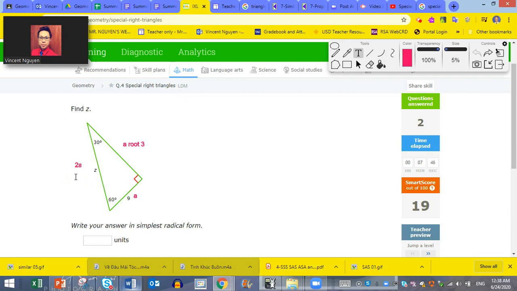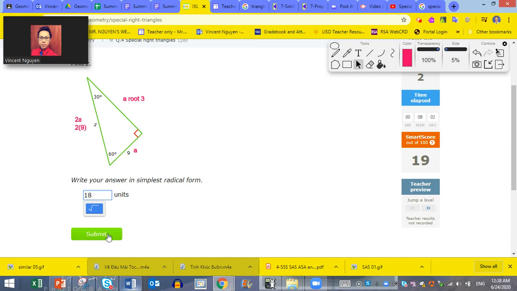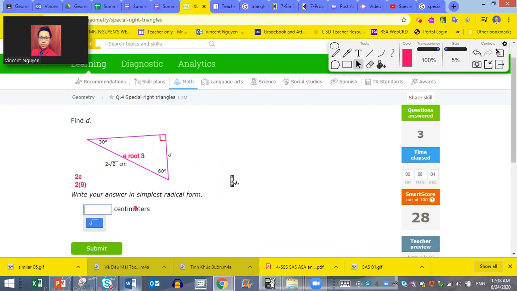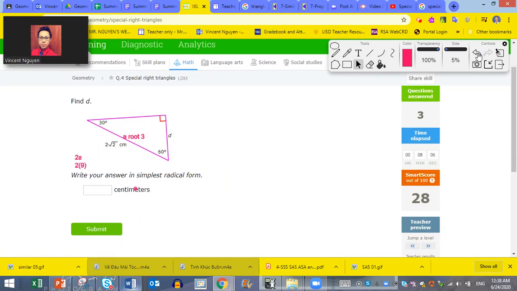I'm going to substitute A and 9 in for A. So 2 times 9 is 18. So I know my answer here is 18. I'm going to put 18 in here and I will hit submit. Ta-da! All right, let me delete my notes.